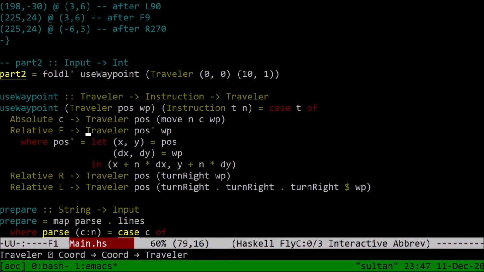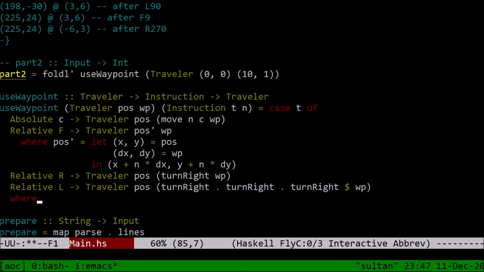And I don't think this is the kind of thing that Haskell really should have warned me about. This is my own fault, because it totally makes sense to pattern match on something and then only use it in some of the cases. How could it know that I wanted to use it, right? So what is the right way to do it? Let's say, where right is turn right of waypoint, because we have waypoint and scope already. And we'll do this.